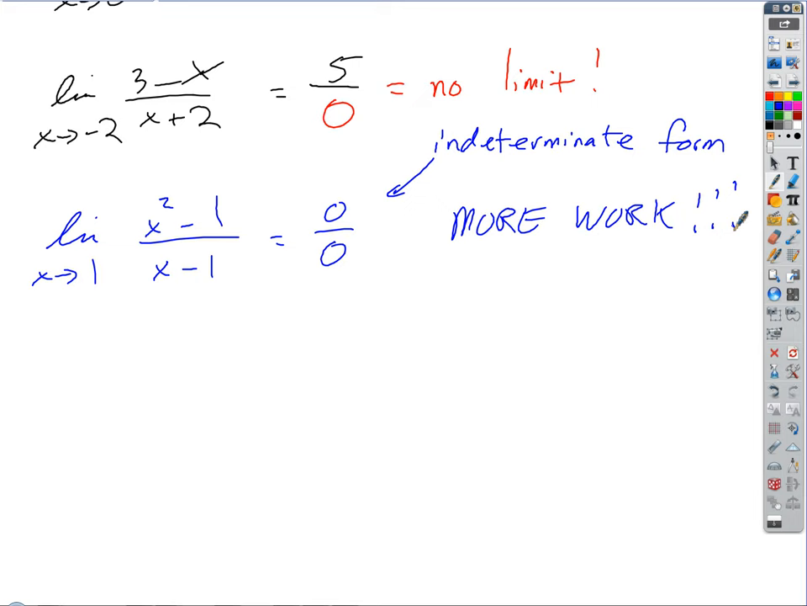Indeterminate because both top and bottom equal 0? Yes. Okay. Yeah, because what is 0 divided by 0? We should know it. There isn't an answer to that.